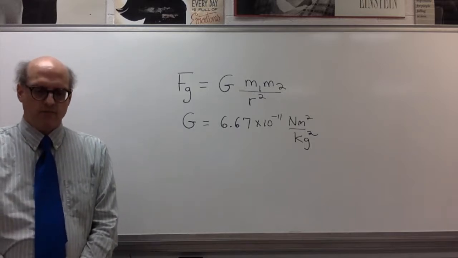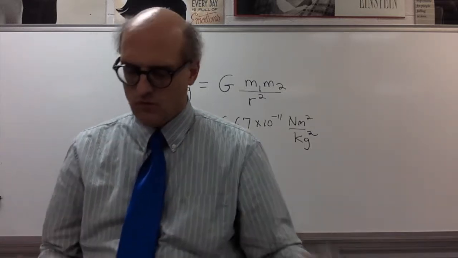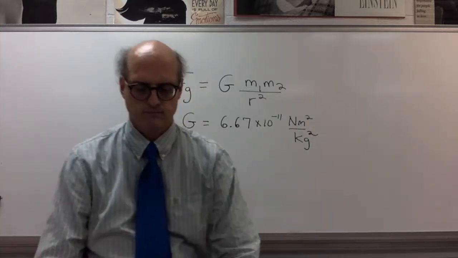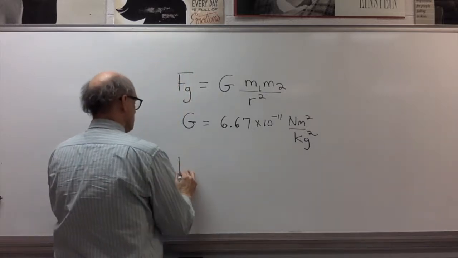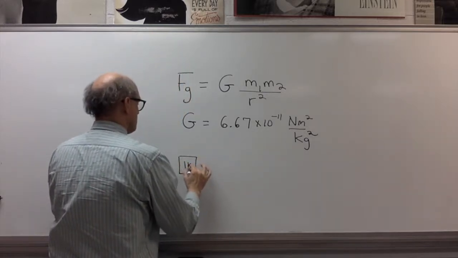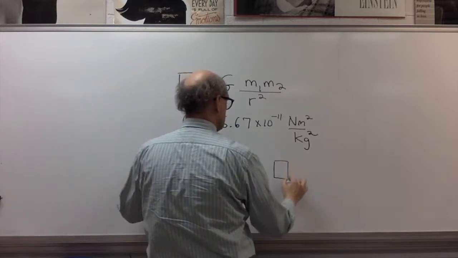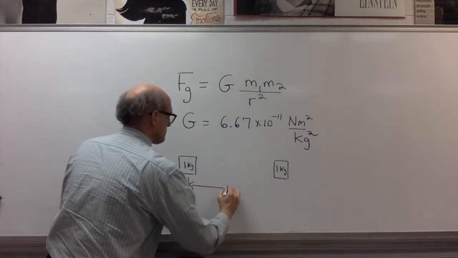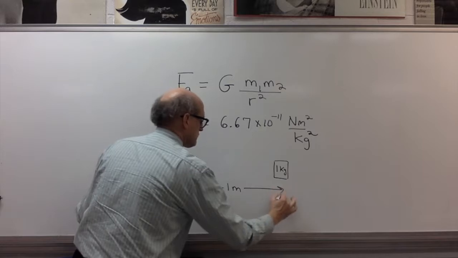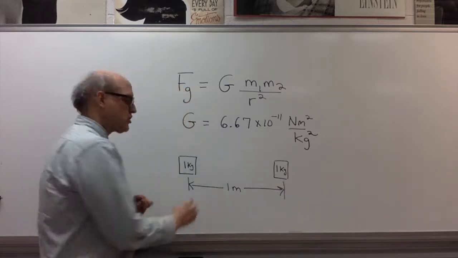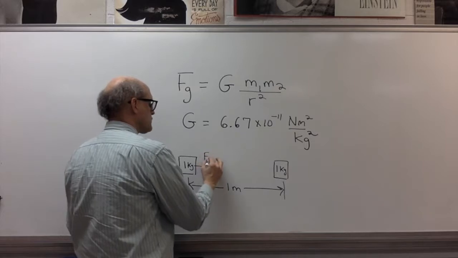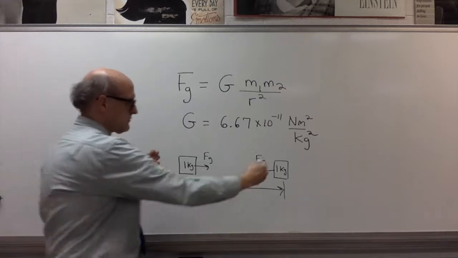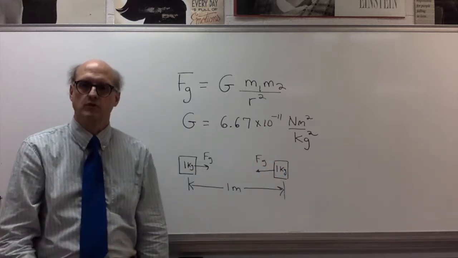So let's take a look at an example. Suppose we have two 1 kilogram masses and we place them 1 meter apart in space. And we wish to determine the gravitational force of attraction between the two masses at the beginning, right here, before they start to actually move.